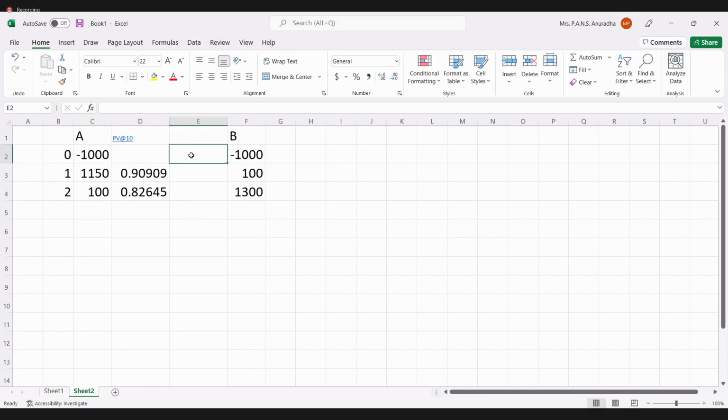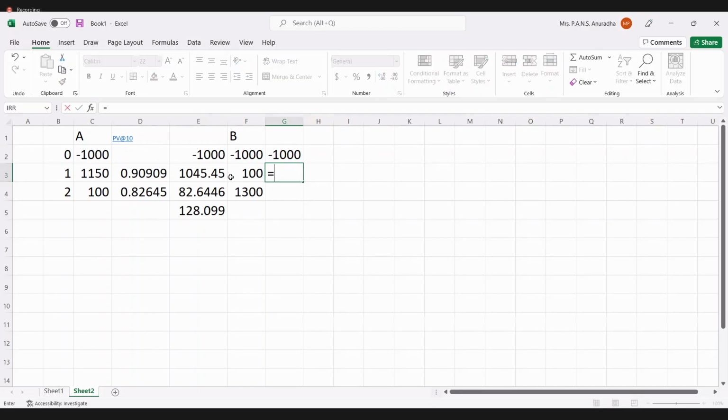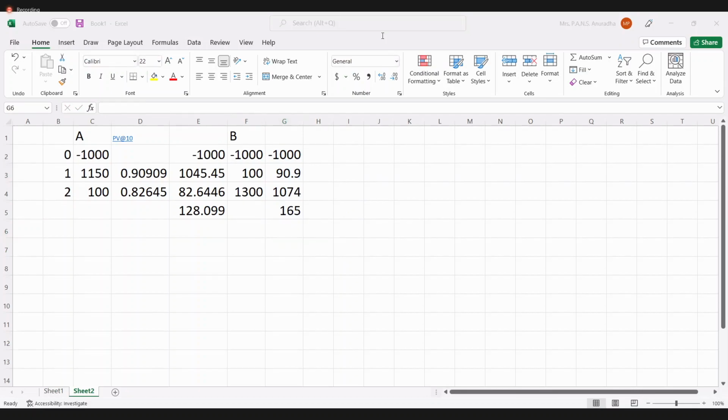This into 1000. No need to do this, you can do it by yourself. So the NPV is 128. Right, correct. So here the project B NPV is 165, right? Correct.